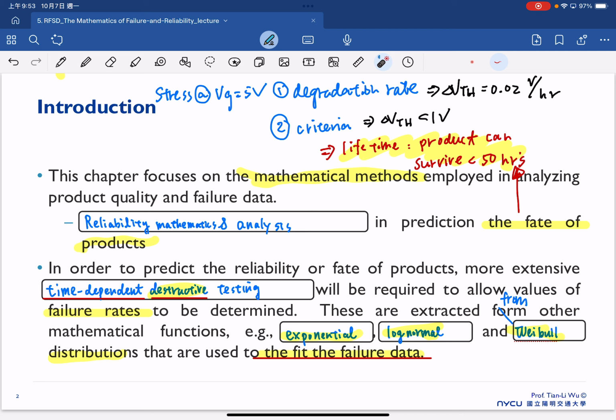And also, because now we need to estimate the lifetime, another thing is that when we try to do this lifetime estimation, first we need to have this degradation rate. But how do we get this degradation rate? We must do certain time-dependent, and also sometimes destructive testing, because that means every time we need to burn this device, we need to test this device until the device reaches complete failure.